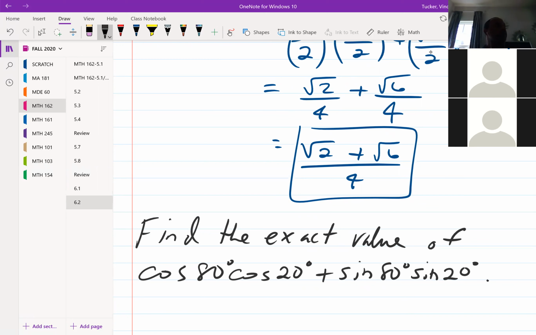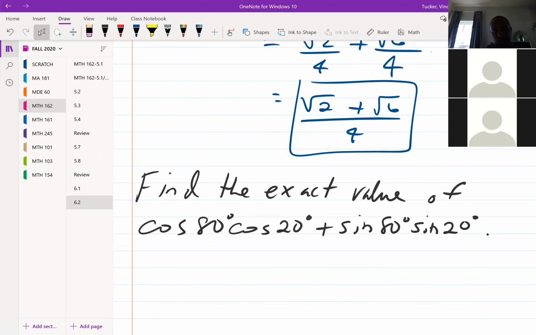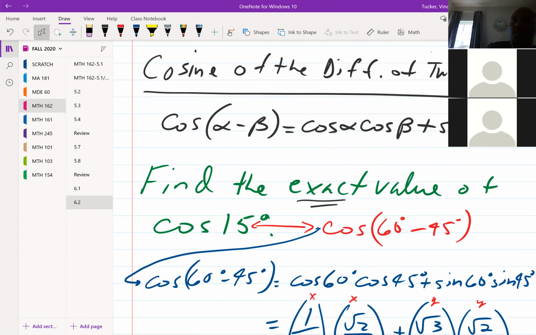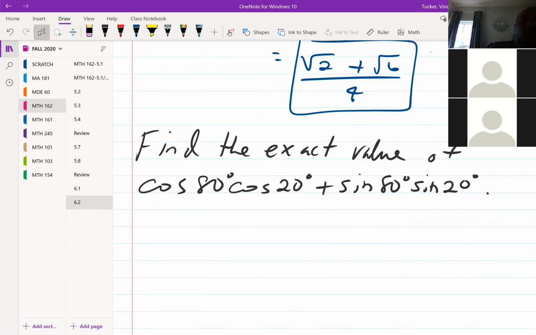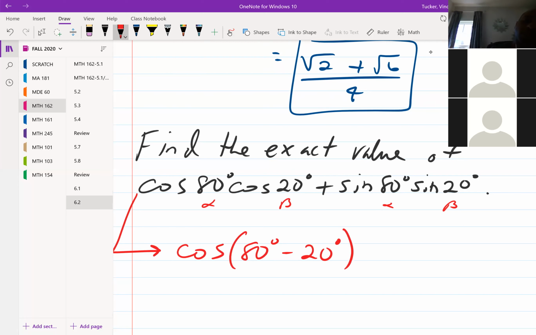All right, so this time they want us to go in reverse as far as that cosine difference of angles. So before we had one angle, we broke it up and expanded it out. This time we have our two angles and we want to condense it. And we recognize that it fits this formula of cosine alpha, cosine beta plus sine alpha, sine beta. So 80 degrees will be my alpha, and 20 degrees will be my beta. So that means I can break it down into cosine of 80 degrees minus 20 degrees, which would be cosine of 60 degrees. And that would be 1/2.